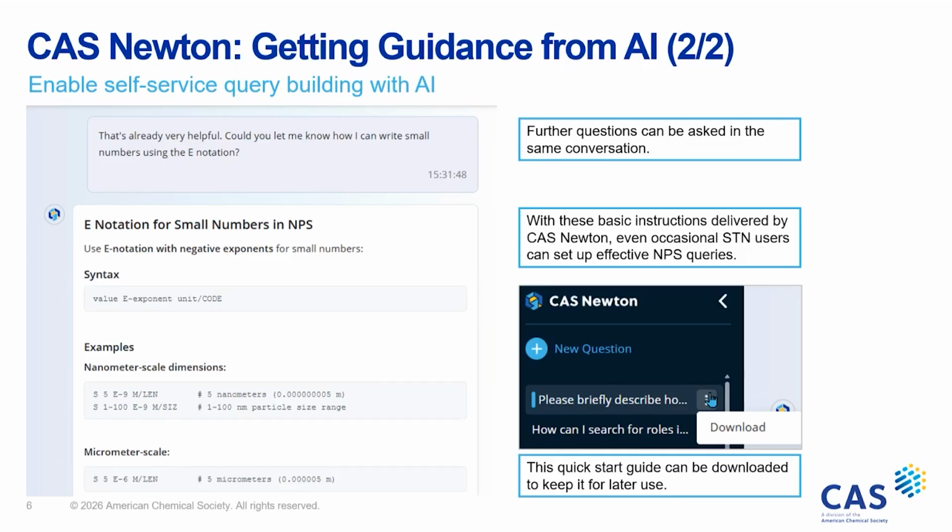Please note that this kind of quick start guide that you have generated with your own questions can certainly be downloaded to keep it for later use. On the very left panel, you have the history of CS Newton conversations. When you click on the three dots, you can download it. That will download the conversation itself and a potential transcript that was generated within that session.